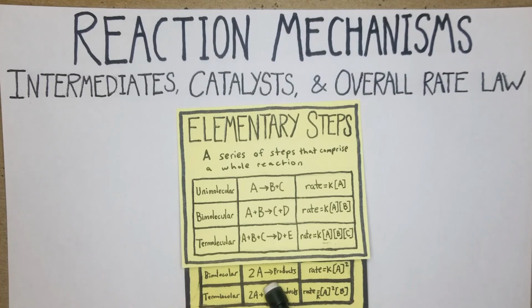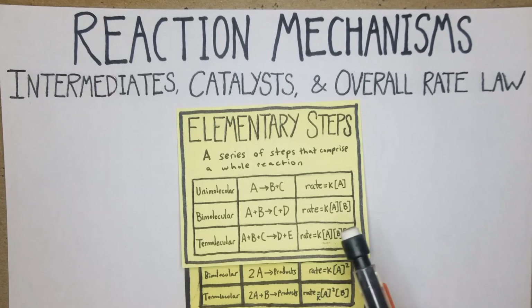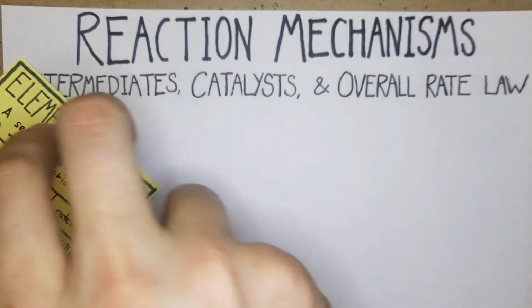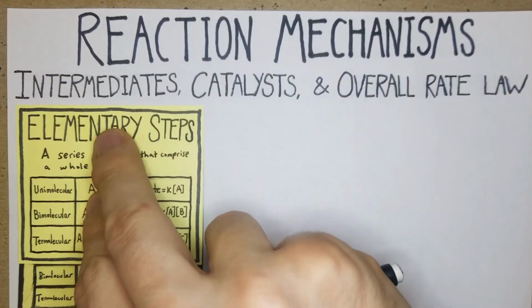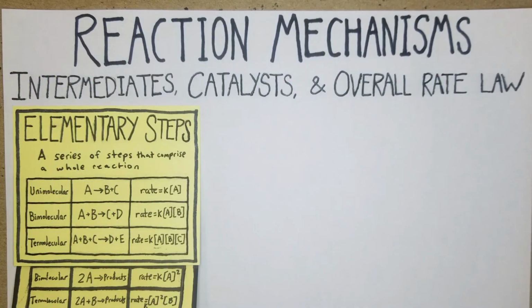So bimolecular can also be 2A yields products. Even though there's only one reactant, there's 2 moles of it, so it's usually going to end up being second order in the end when you have the rate law. And same thing with termolecular, it's based on the number of moles. So theoretically 3A yields products would also be termolecular. So that's just something to watch out for and keep in mind. I'll put this just to the side for now, and then we'll go over one more thing.